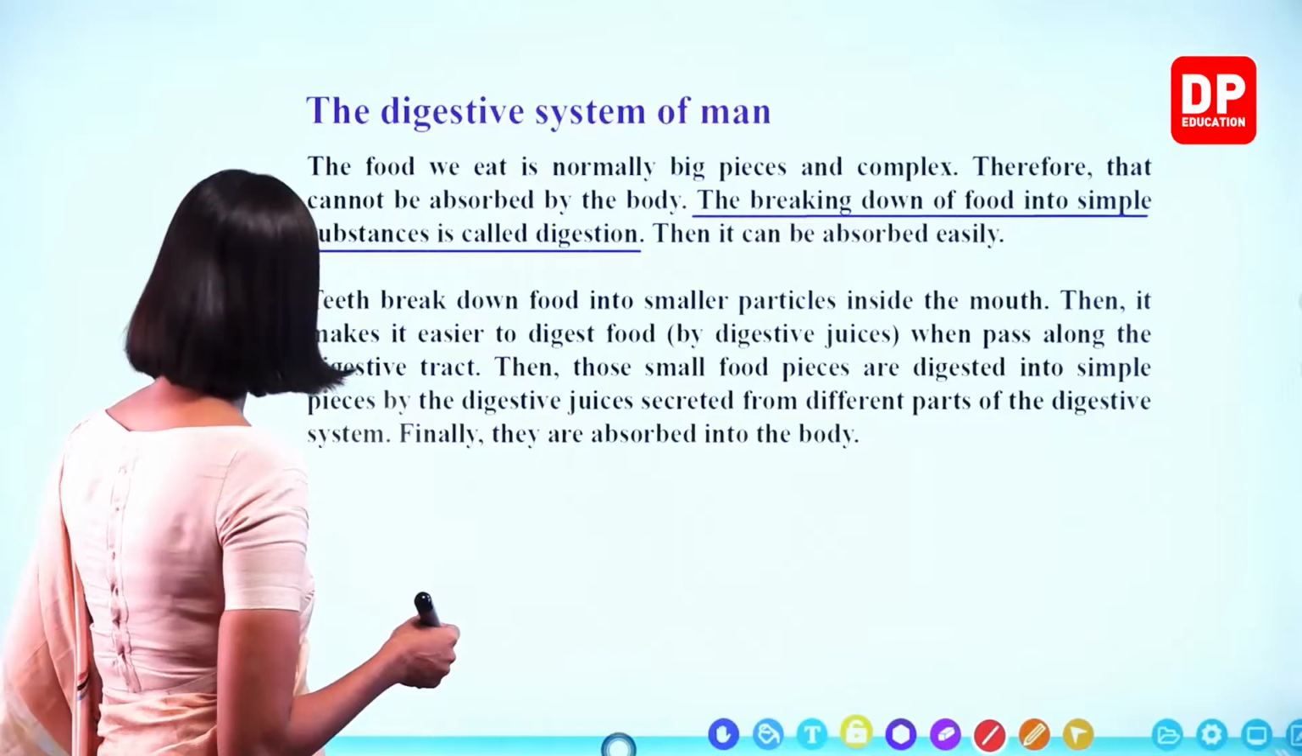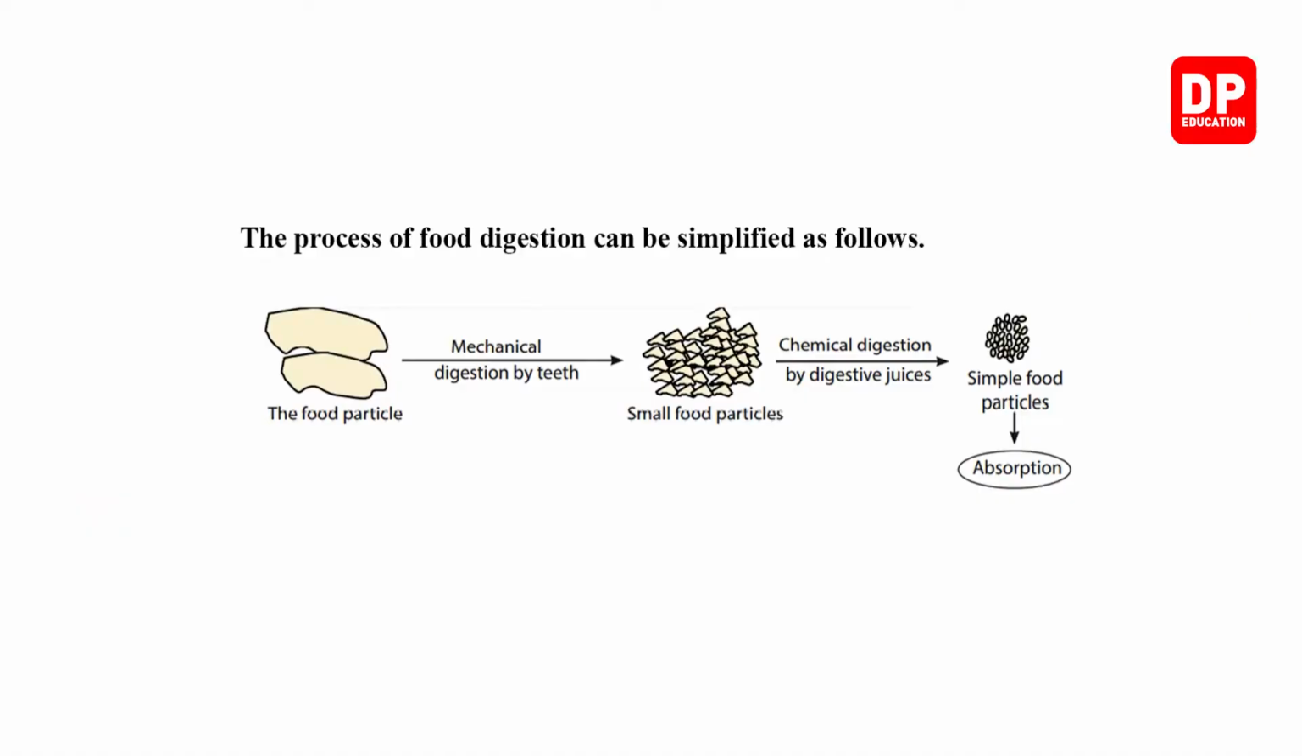So the process of food digestion can be simplified as follows. Big food particles are turned into small food particles using the teeth. This is known as mechanical digestion.